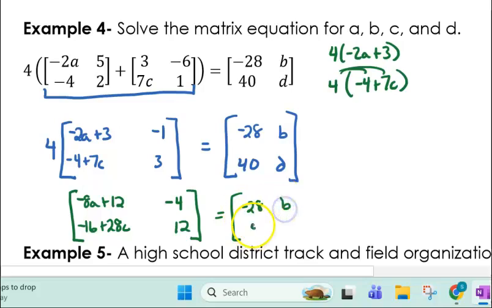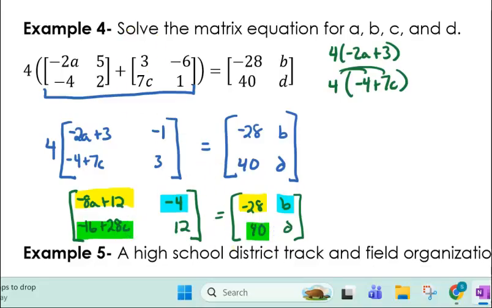All right, and so just like last time, we're going to set the corresponding parts equal to each other. So I'm going to put -8a plus 12 equal to -28. -4 equals b. -16 plus 28c is equal to 40. And 12 is equal to d. So then I'm just going to solve those real quick.